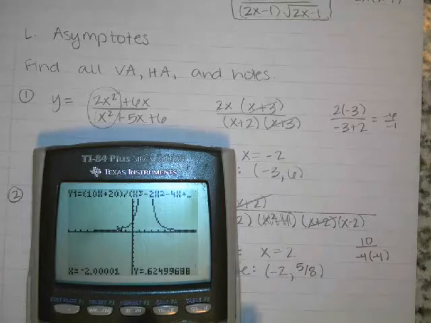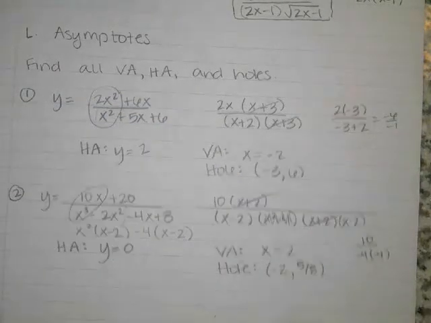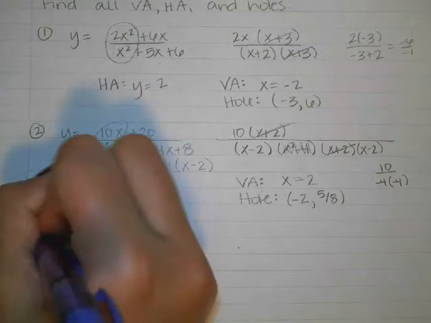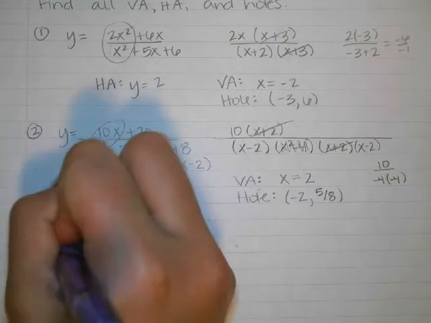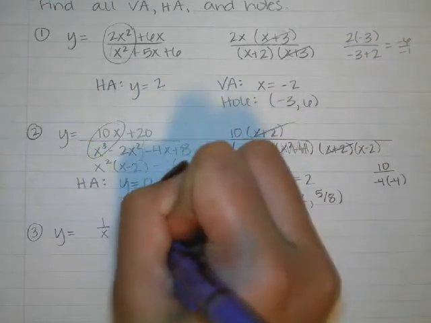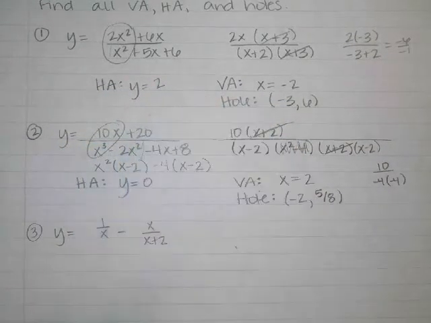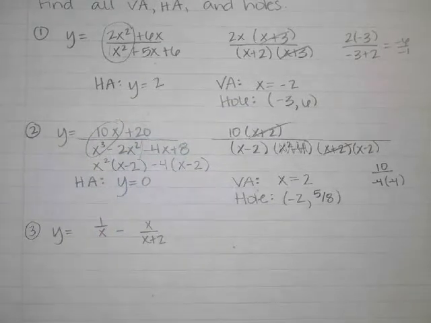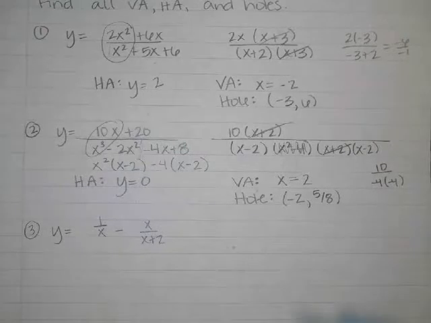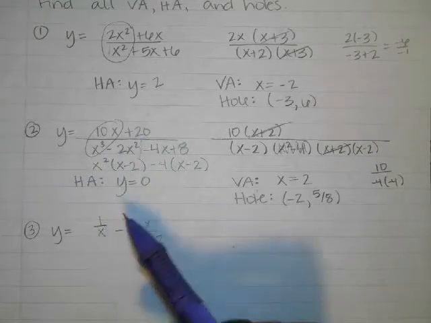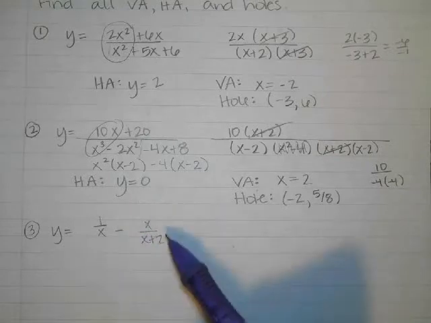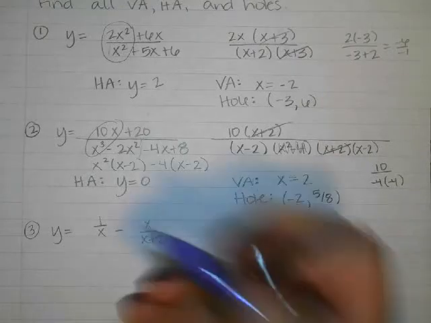All right, last one. We're going to do y equals 1 over x minus x over x plus 2. All right, so the way this one is written, we can't work with it yet, so what we need to do is get a common denominator. That means that the first fraction needs to be multiplied by x plus 2 on the top and the bottom. The second fraction needs to multiply by x on the top and the bottom.